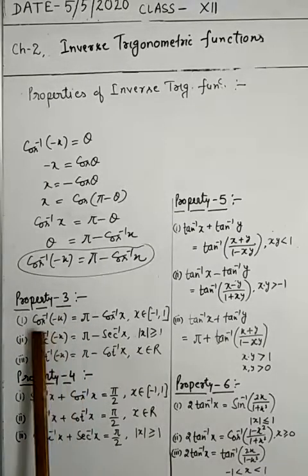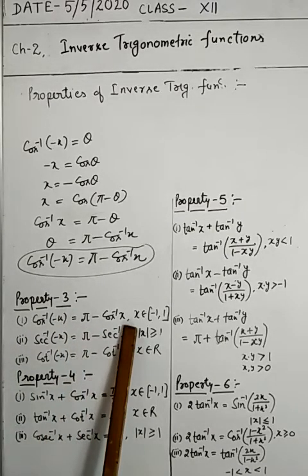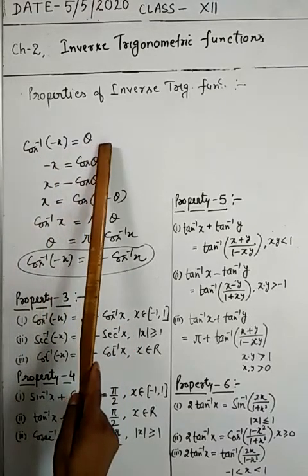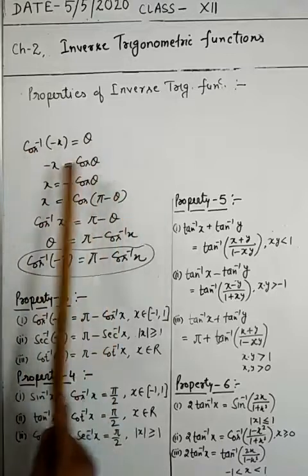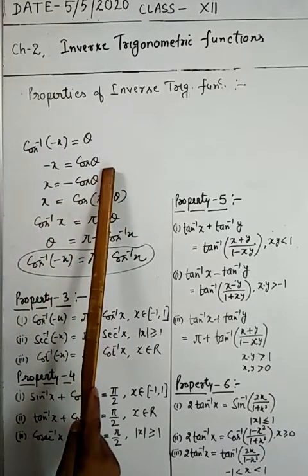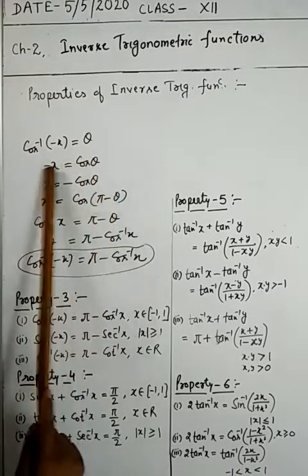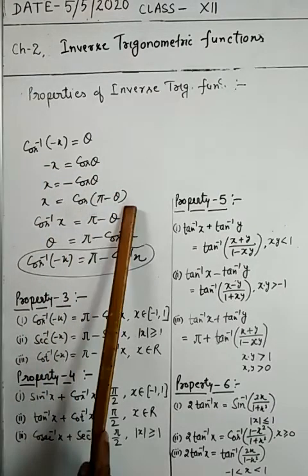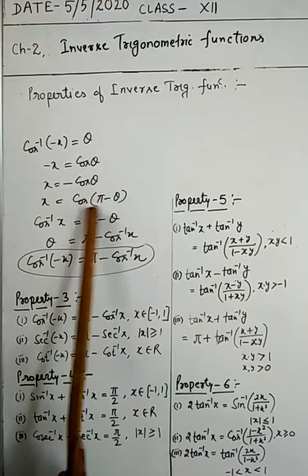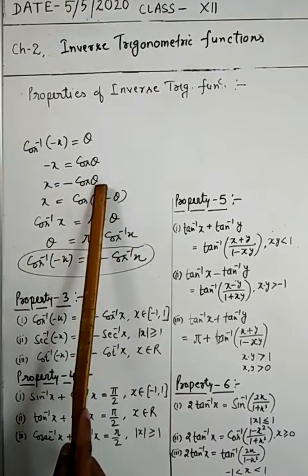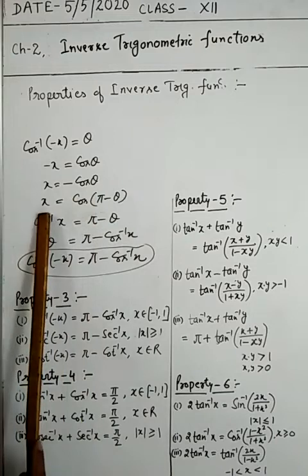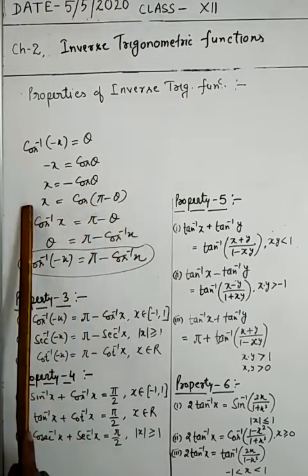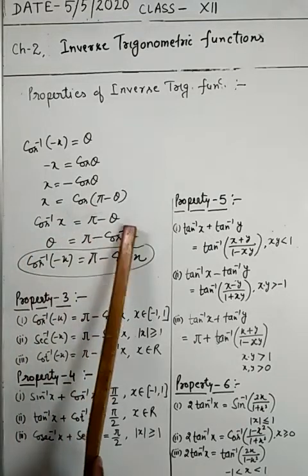Now property 3, cos inverse of minus x equals pi minus cos inverse x. To prove it, let cos inverse of minus x be theta. Take cos inverse to this side, this is minus x equal to cos theta. Multiply both sides by minus sign, this is plus x and this is minus cos theta. We know that cos of 180 minus theta equals minus cos theta in the second quadrant. Therefore, x equals cos of 180 minus theta, meaning pi minus theta. Take cos to this side, this is cos inverse x equal to pi minus theta.